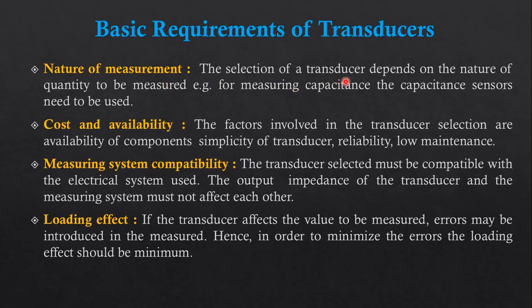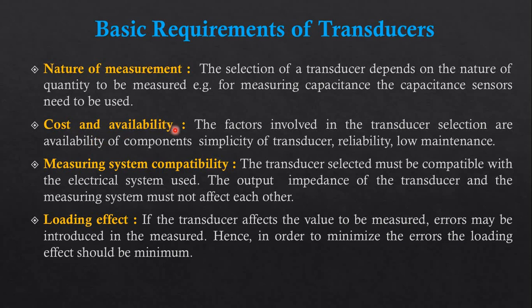The selection of transducer depends on the nature of the quantity being measured. So whenever we are selecting our transducer, if we are measuring temperature or pressure, we need to see the environmental condition, and with the help of that we can use an active transducer or a passive transducer, right? For example, for measuring the capacitance, the capacitor sensor needs to be used, right?